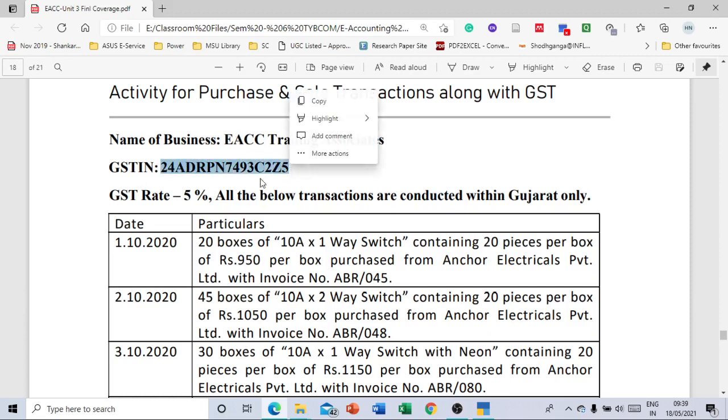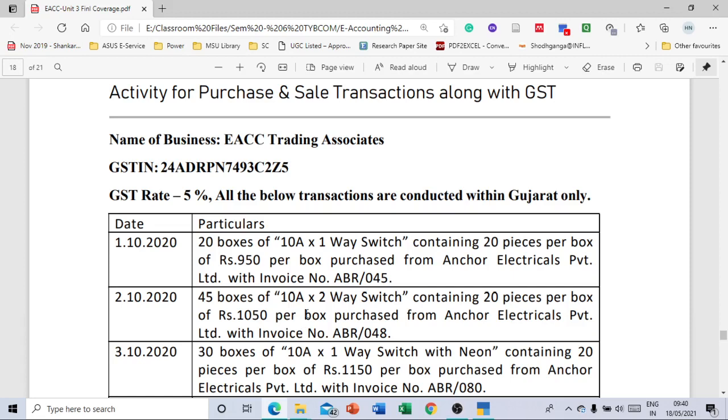So this is the GST number. Starting with 24, it represents Gujarat. So this GST number is registered in the Gujarat state from the Gujarat GST authority. The GST rate has been given as 5%, and all the below transactions are conducted within Gujarat only. So there is no interstate transaction. Whatever sales and purchases have been done by that EACC Trading Associate are all within Gujarat itself.